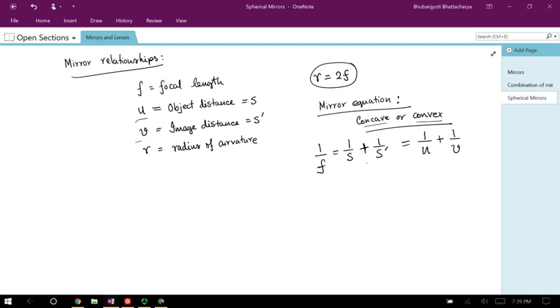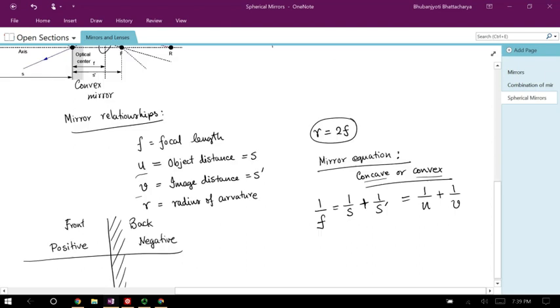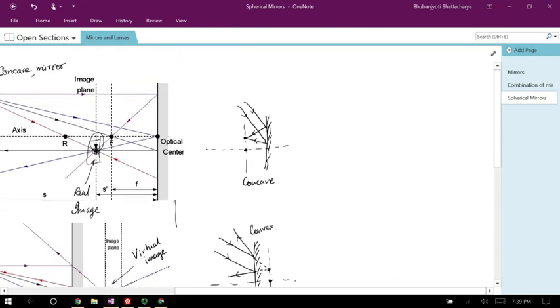The main difference is that when I draw a mirror like this, and this is the back side of the mirror, then everything over here is the front of the mirror, and that's the back of the mirror. The front of the mirror, any quantity that appears there is positive. Back of the mirror, any quantity that appears here is negative. Now remember from our previous pictures over here, right?